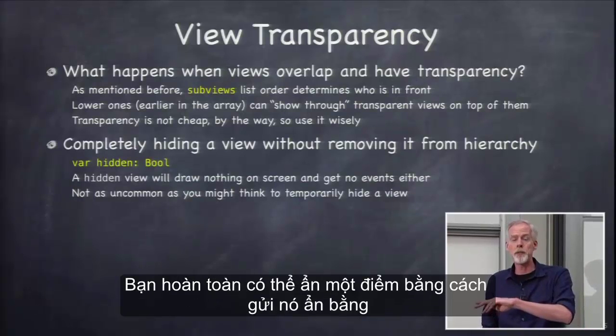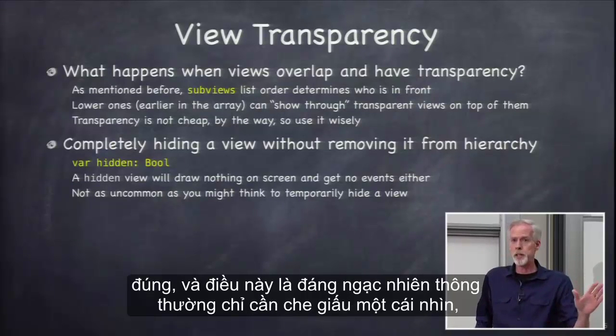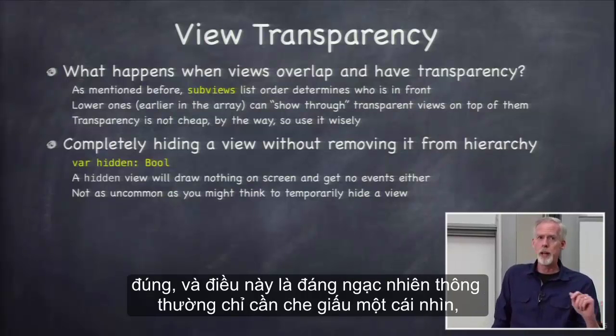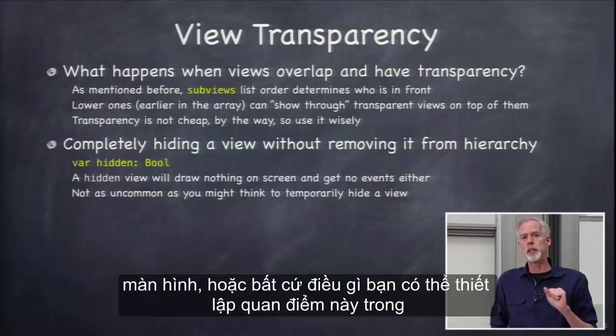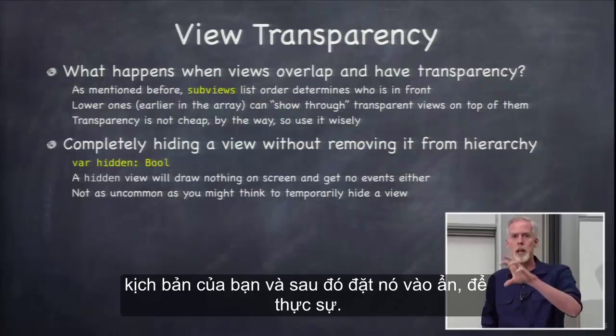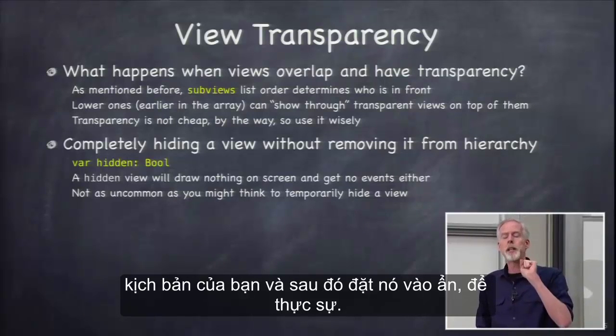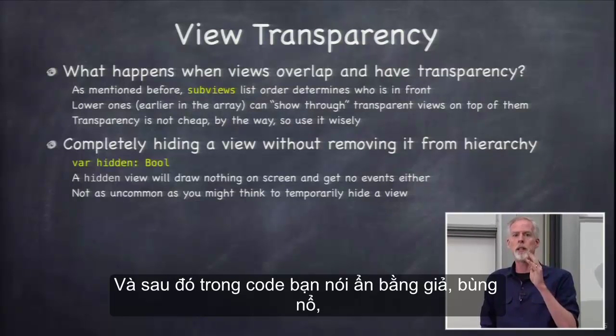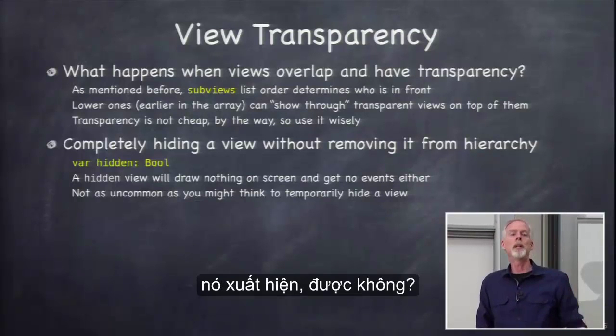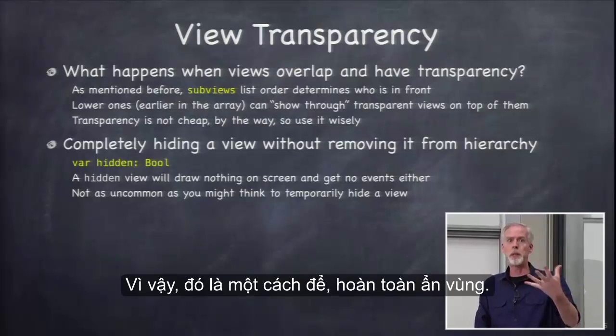You can completely hide a view by setting its hidden equal to true. And this is surprisingly common, to just hide a view, and maybe it appears when a certain condition is true on screen or whatever. You can set up this view in your storyboard and then set it hidden to true, and so when it comes up, it's not there. And then in code, you say hidden equals false, boom, it appears. So that's a way to completely hide the view.